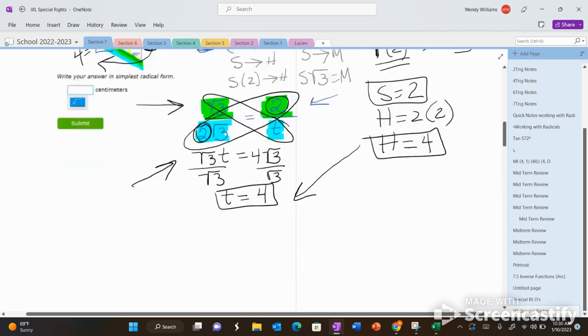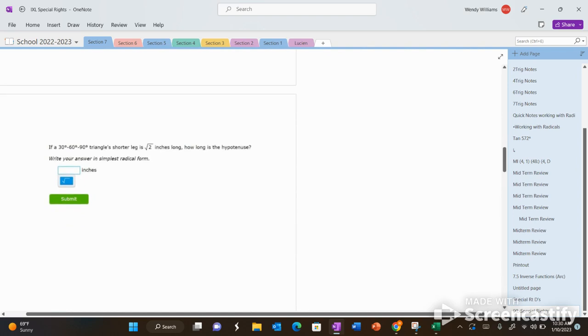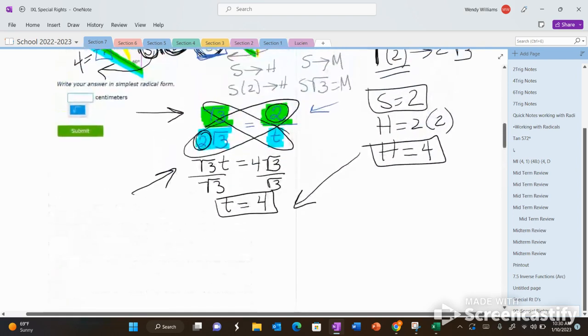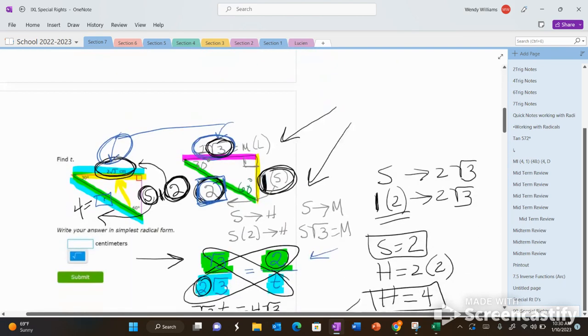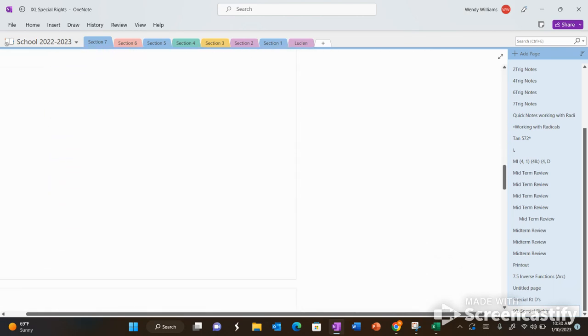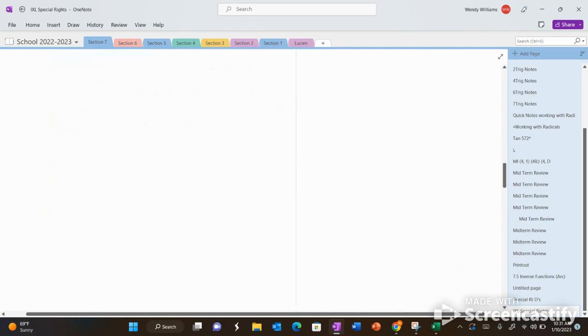Let's look at another one. Ooh, I went backwards on my notes. I am so sorry. I wonder what happened to the rest of them. Okay, I accidentally inserted this one in the wrong spot. I'm going to come back to this one.